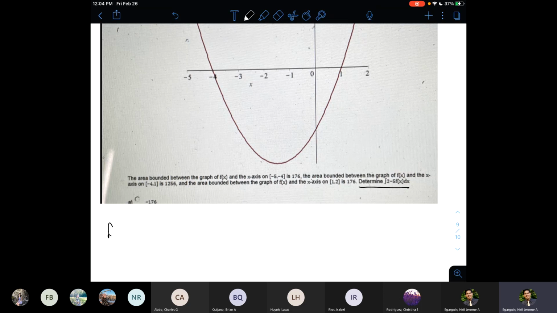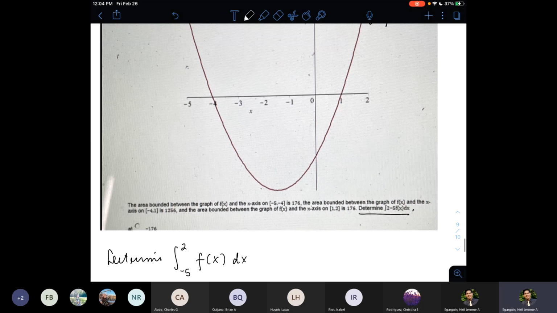Let me just write that down here. Determine the integral from -5 to 2 of f of x dx. I guess there's just some typesetting problems here, but this is the problem, okay? Now let's look at the given info in order, because we don't know exactly how f looks, otherwise you can compute it using the fundamental theorem of calculus. But in the absence of the explicit form for f, let's take advantage of the info from the problem.